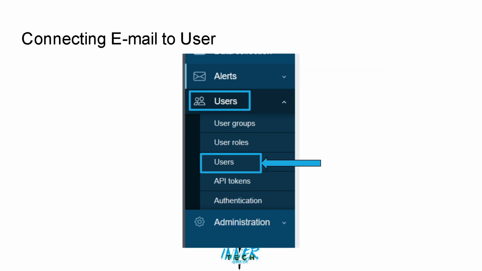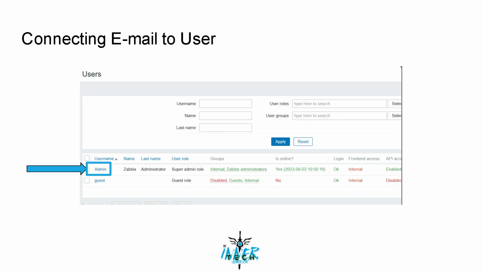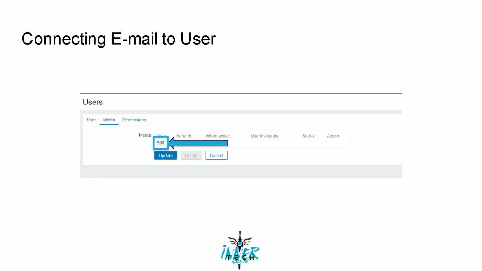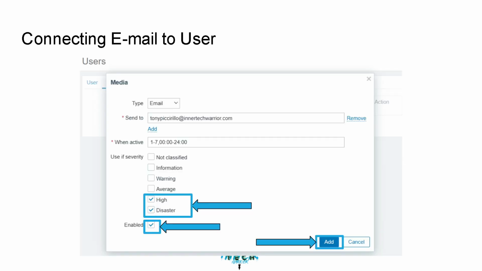Now we have to connect a user to the email address we just configured. So click Users. Select the Zabbix super user admin, which is us right now. Go to the Media tab, select Add, then unclick everything except High and Disaster for the severity levels that we want to be notified of, and make sure Enable is clicked on before you hit Add.